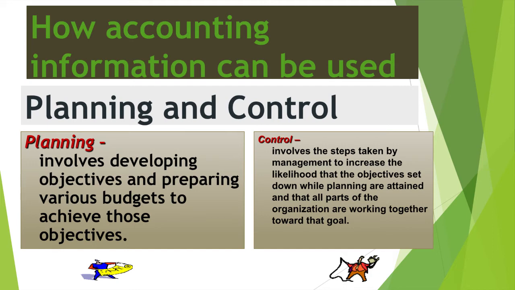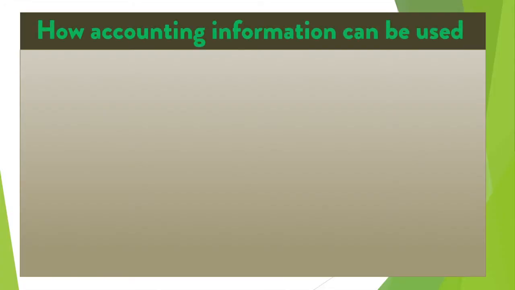Then there's the bit of control. Control involves the steps taken by management to increase the likelihood that the objectives that have been set down while planning are attained or achieved, and that all parts of the organization or company are working together towards that. This planning and control is what we at Tomosi Group normally do during our retreat. What we are doing there is simply planning, but there's an element of control that comes along with that preparation. So how can we use this information?